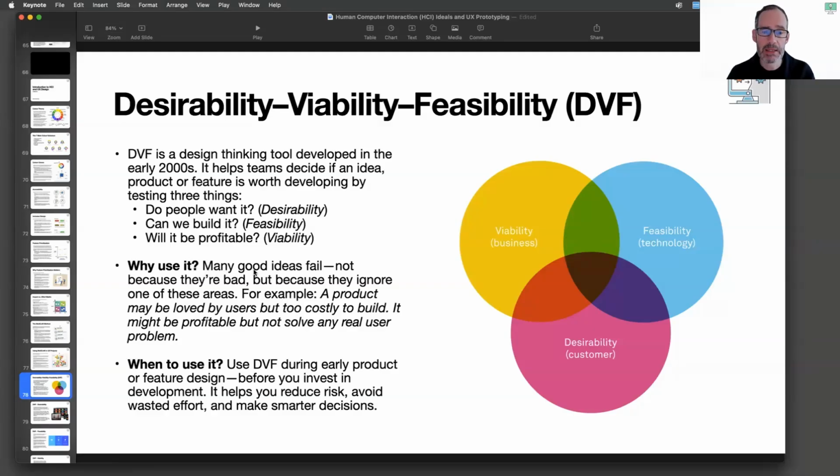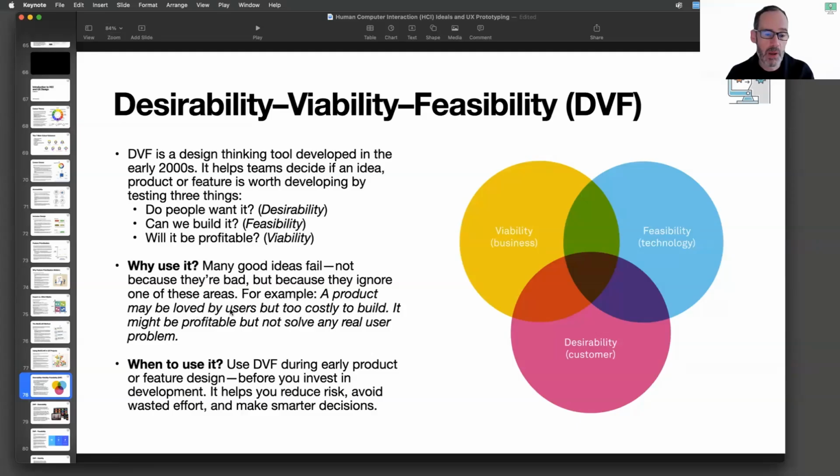Why should we use it? Many good ideas fail, not because they're bad, but because they ignore one of the areas in here. So for a good product, you need all three things. People have to want it. You need to be able to build it, and it has to be profitable, or else the business just shuts down over time.